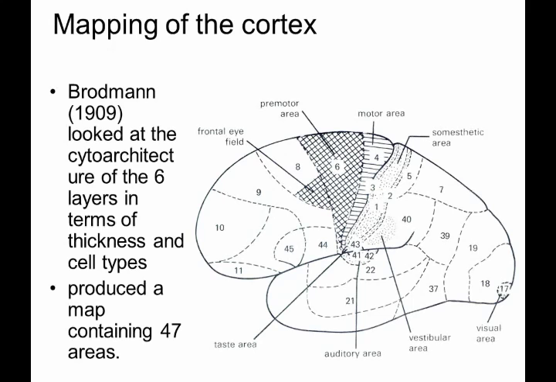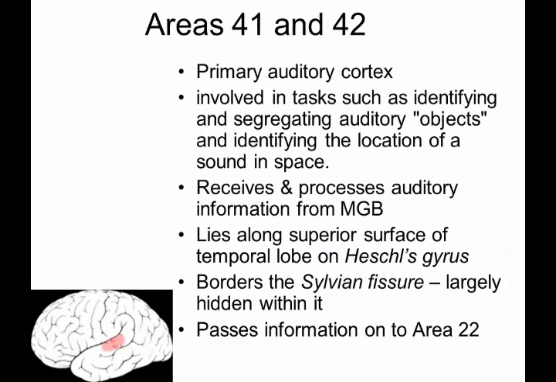Right, so these 47 areas are still used today. If you read literature on auditory cortices, they will tell you very often we were working in area 41 or 42, or they say primary auditory cortex, but they are related to each other. So we're going through the auditory areas now, and give them the names. So 41 and 42, remember they're here on the Sylvian fissure, and they are actually mostly behind the fissure on the inside. 41, 42 is what we call the primary auditory cortex.